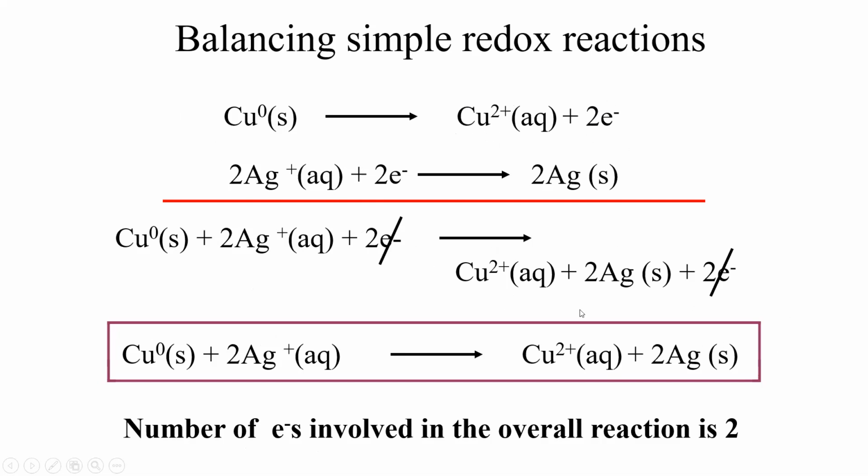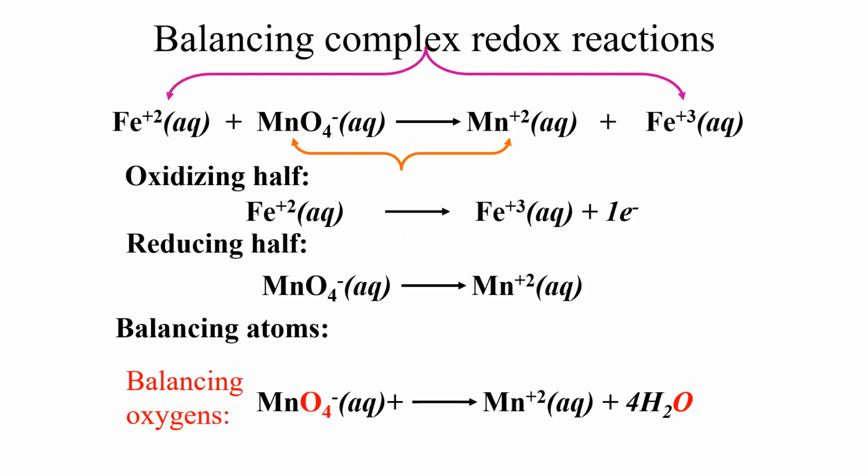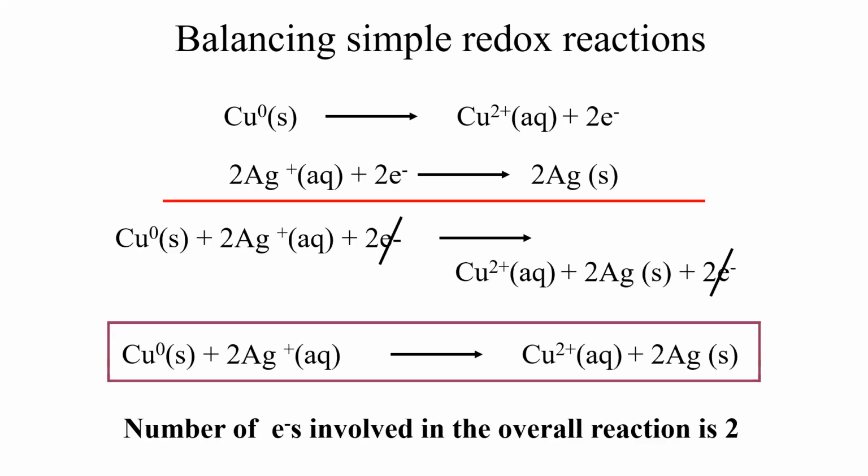And because in the final equation we don't want the electrons to be seen, the 2 electrons cancel out, and you have your final equation. So in the final equation, the copper is oxidized to copper ion, and silver is reduced, and 2 moles of silver gets reduced to silver salt. So that is a simple redox equation, whereby you just have 2 simple elements. One is being oxidized, the other is being reduced.